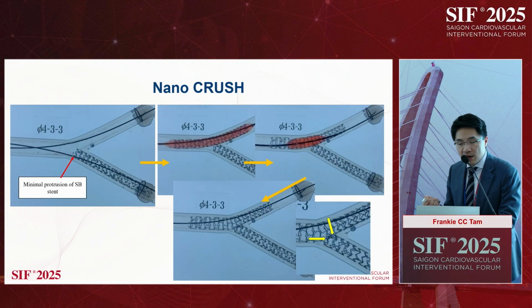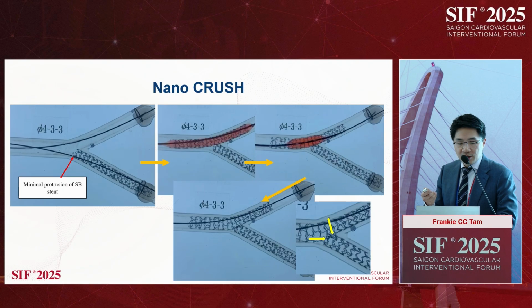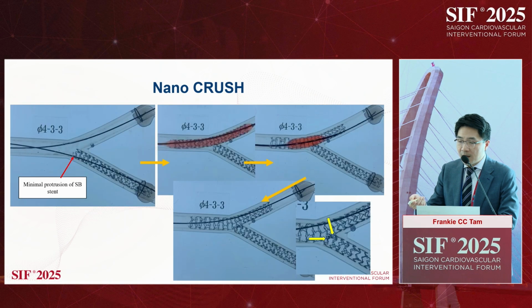Right, so this is the diagram illustrating the nano crush. So at the side branch ostium, you have a very minimal protrusion, and afterwards you perform the main branch stent, and then you do the POT, and then you do the side branch rewiring. And actually you can see that even after the main branch stenting and POT, there's a lot of space inside the side branch ostium for you to do the rewiring.